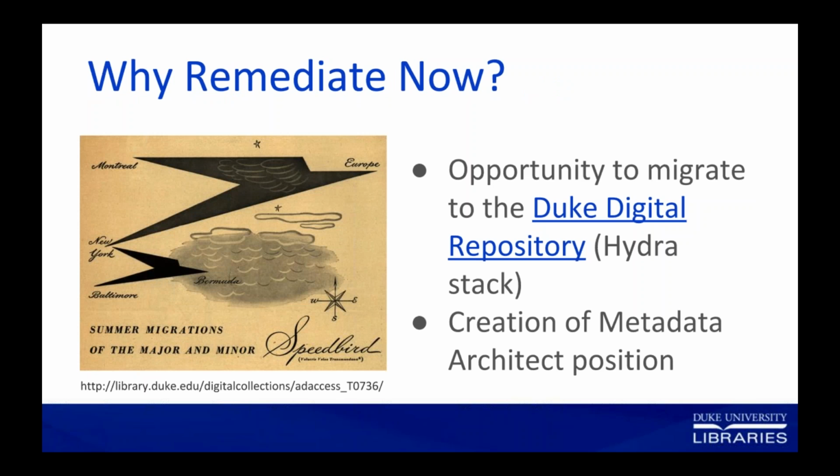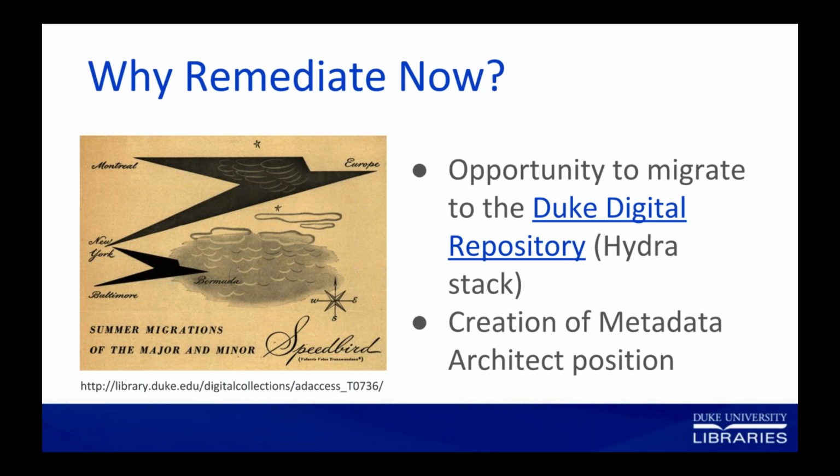The opportunity to address some of the issues that we have accrued over the years came with Duke's development of a Hydra Fedora repository. It's called the Duke Digital Repository. And we have the opportunity to migrate our collections into this platform. So this move allows us to develop more sustainable practices as well as take advantage of the robust preservation environment.